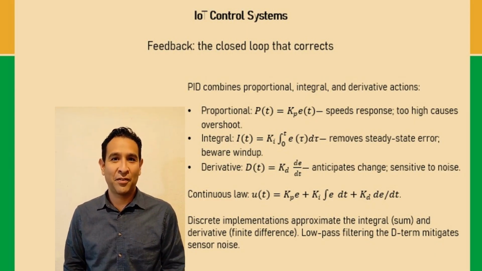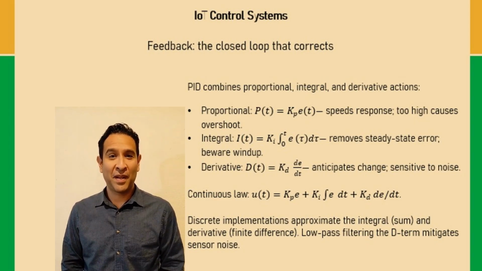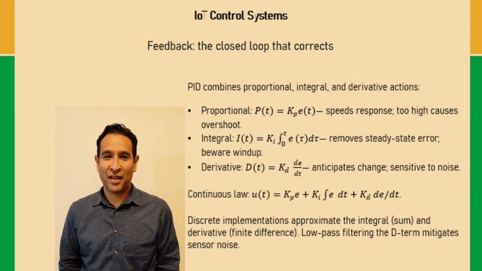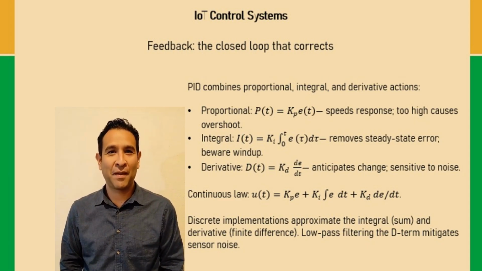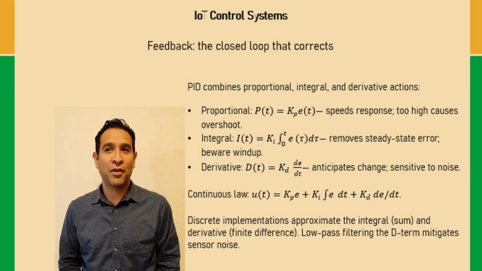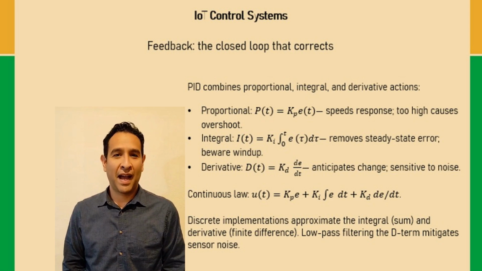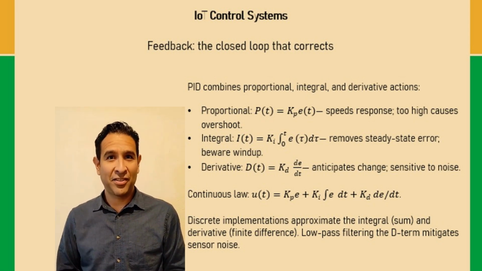Tuning is a trade-off. Higher Kp is faster but can overshoot. Ki kills residual error but risks integral windup. Kd smooths motion but is sensitive to sensor noise. Use filtering and reasonable sampling. In digital systems, we implement PID in discrete time with sums and finite differences.